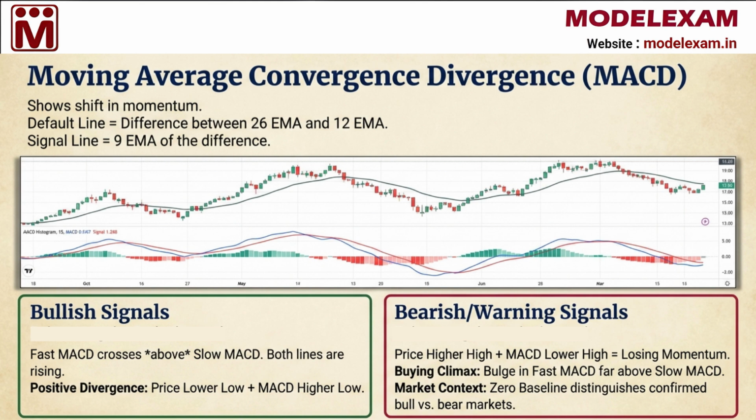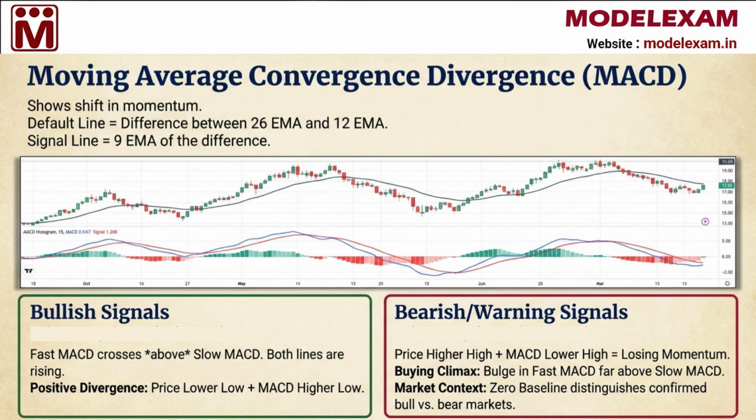Next, we have the moving average convergence divergence, commonly known as MACD. This tool is like a speedometer for the market's momentum. It consists of two lines. The default line is the difference between the 26 period EMA and the 12 period EMA. The second line, called the signal line, is a 9 period average of that difference. When the fast line crosses above the slow line and both are rising, it is a bullish signal telling you it might be time to buy.